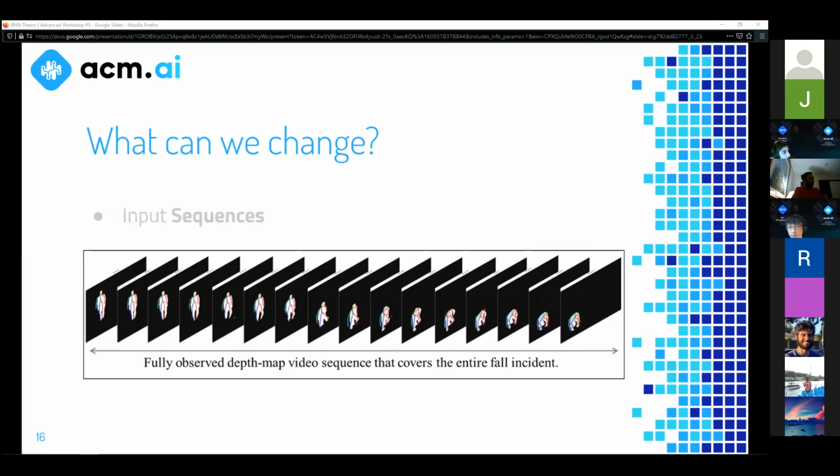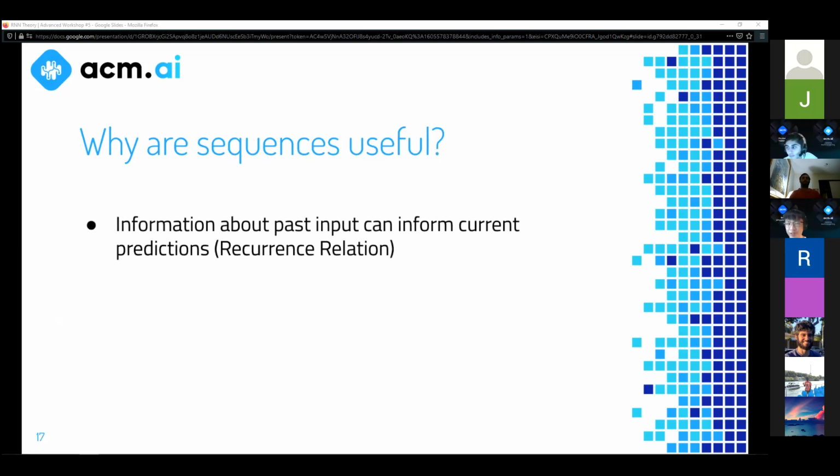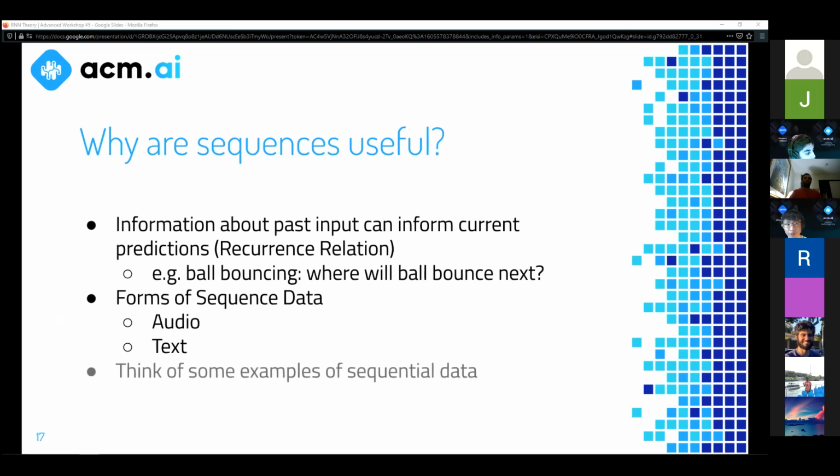So yeah, and that's kind of what we're talking about when we say input sequences. So again, why are sequences useful? What we want is to be able to have past input inform our current predictions, right? In a video, you can look at the previous frames to predict where the ball will bounce next or where the ball will be in the next frame. If we just look at each frame individually, we're losing a lot of useful information by not considering any of the previous frames.